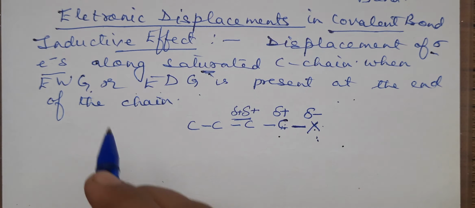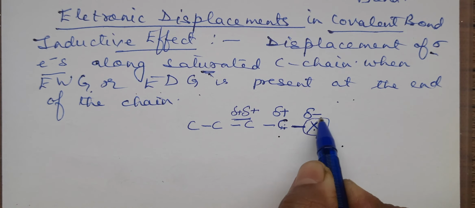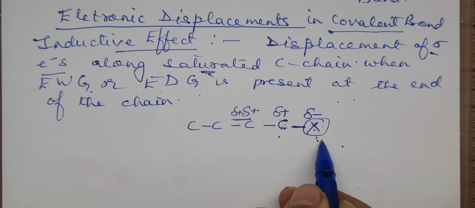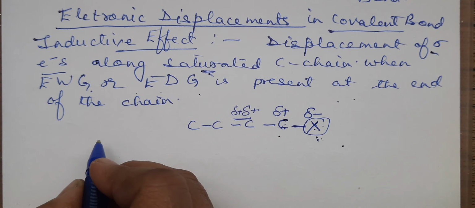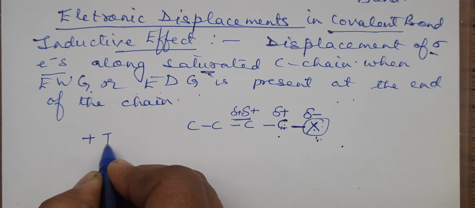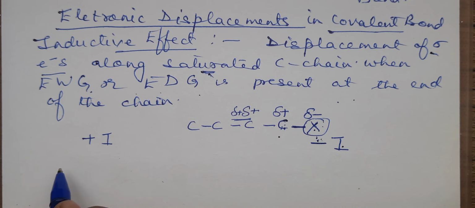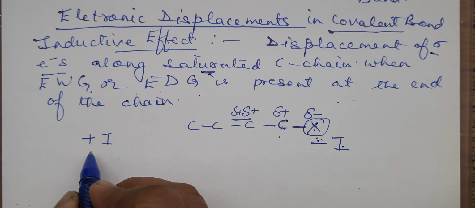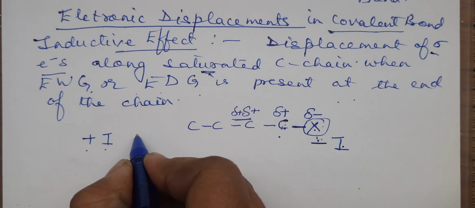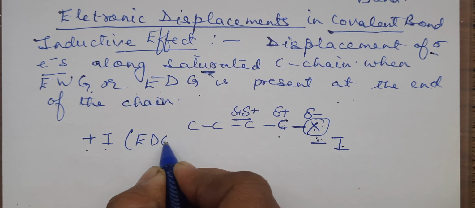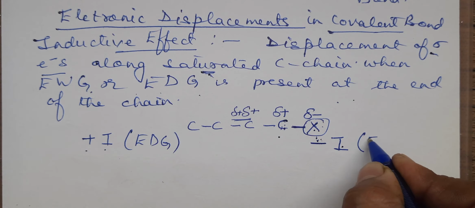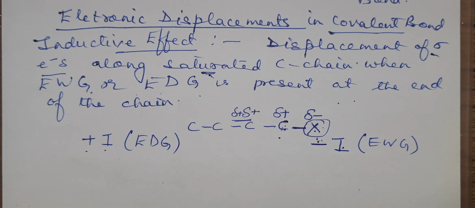So, based upon whether the group attached onto the carbon chain is electron withdrawing or donating, this effect is of two types. One is positive inductive effect, another one is negative inductive effect. Positive inductive effect is shown by electron donating groups. And minus inductive effect is shown by electron withdrawing groups. You can remember like this.